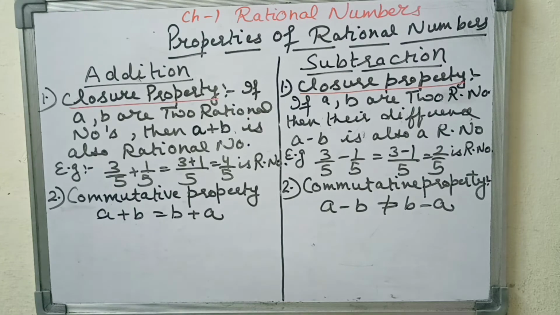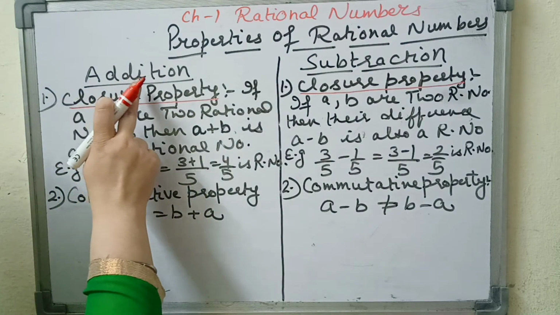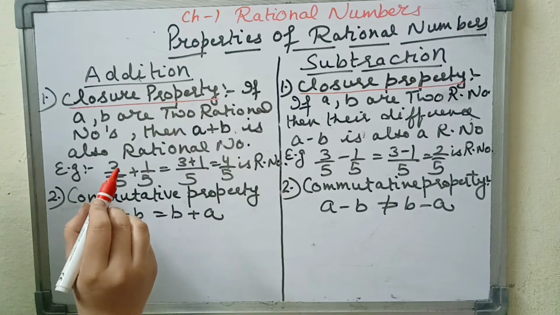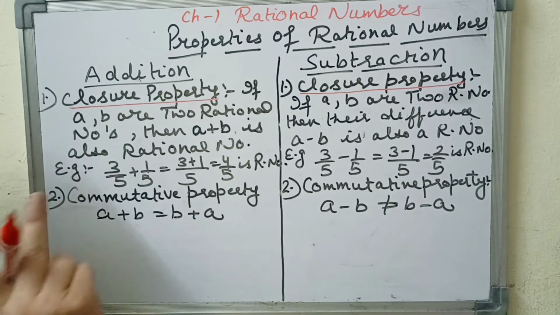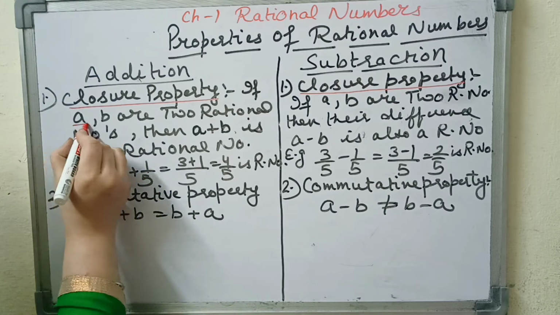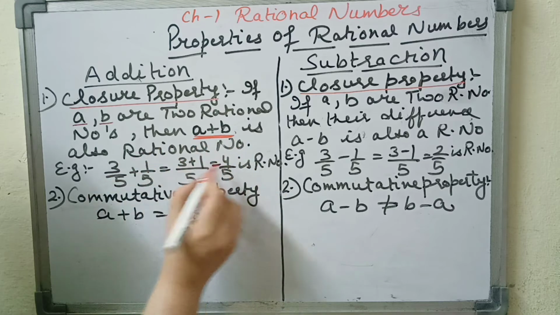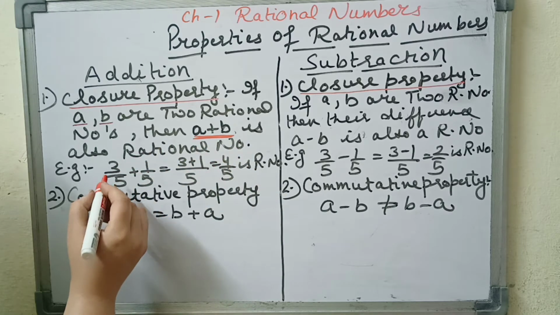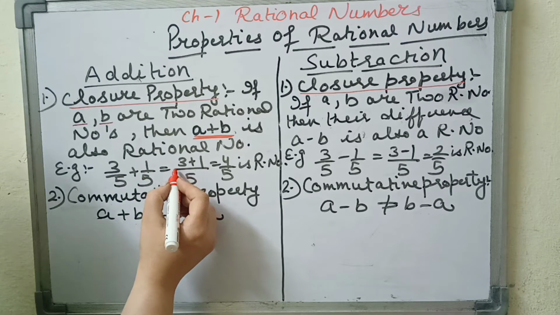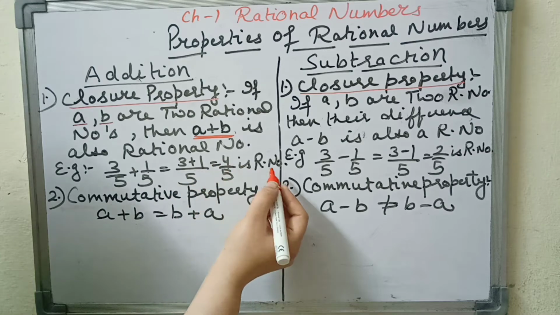Before starting exercise 1.1, let us discuss some properties of rational numbers under addition and under subtraction. The first property is the closure property. In this property, the sum of two rational numbers is always a rational number. That is, if a and b are two rational numbers, then their sum a plus b is a rational number. Let us take an example, 3 over 5 plus 1 over 5. By adding it, we will get 3 plus 1 over 5, that is 4 over 5, which is again a rational number.